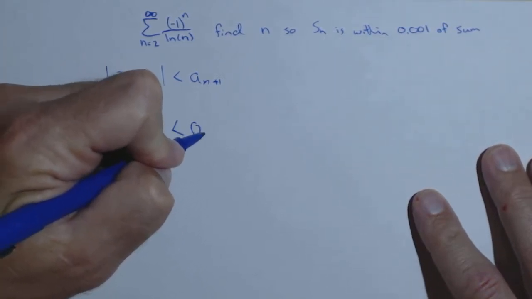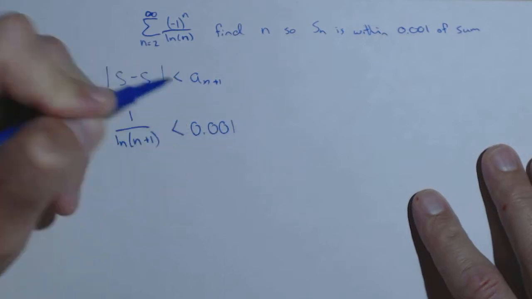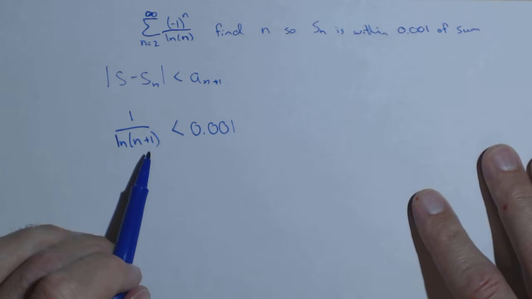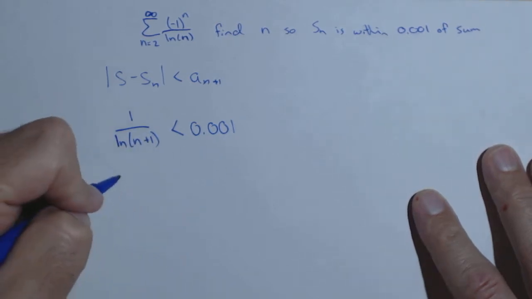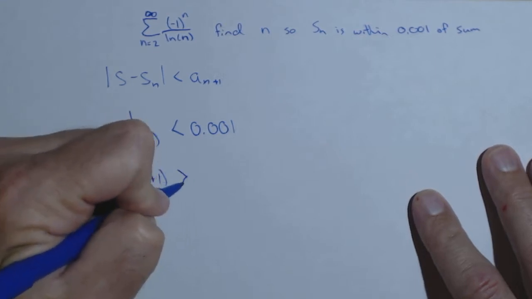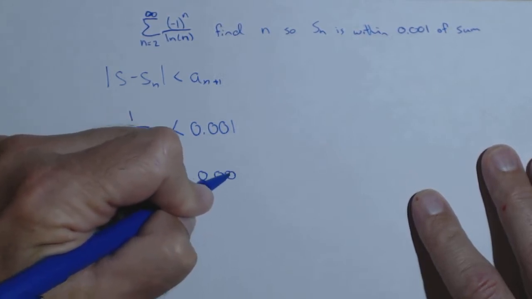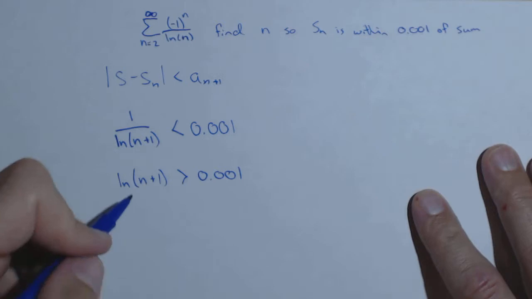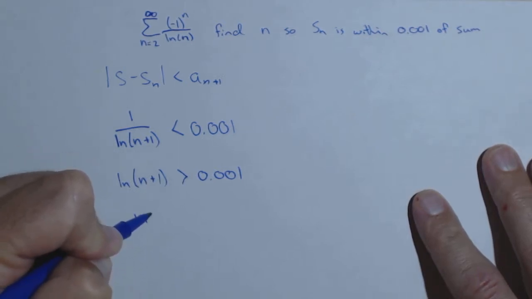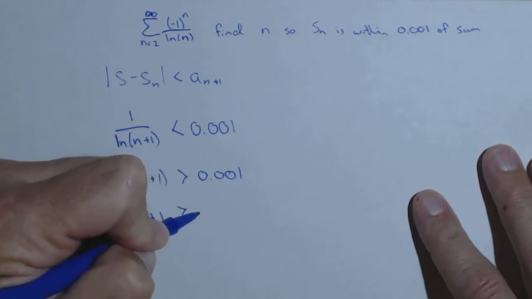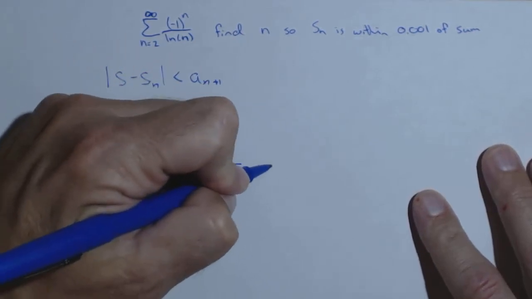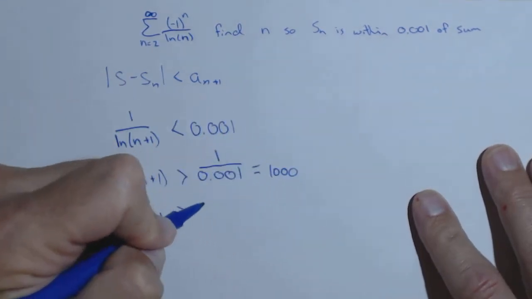And I want that to be less than 0.001. Now, what I'm going to do is take the reciprocal of both sides, because that gives me ln of n plus 1 on the left-hand side, greater than 1 over 0.001 on the right, which is equal to 1,000.